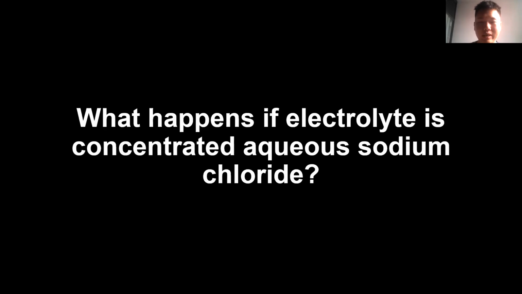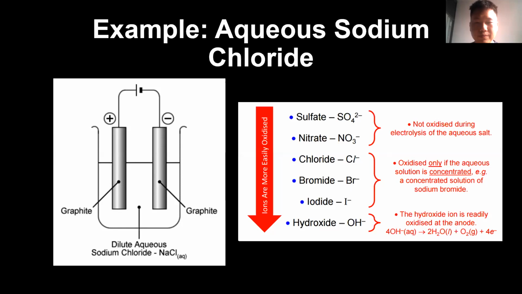Okay, so now we look at concentrated sodium chloride. Just now we were looking at aqueous sodium chloride. I guess I made a mistake here, this will be concentrated sodium chloride. The main difference between concentrated sodium chloride and aqueous sodium chloride is that the difference happens only at the anode. At the cathode, no difference.